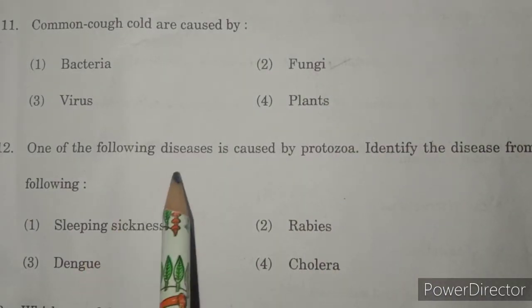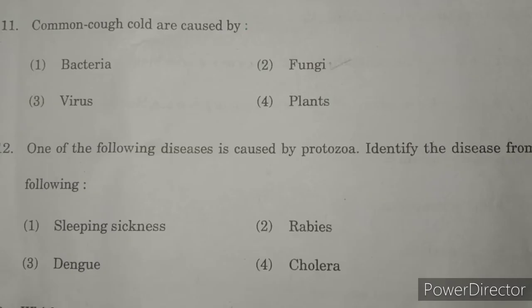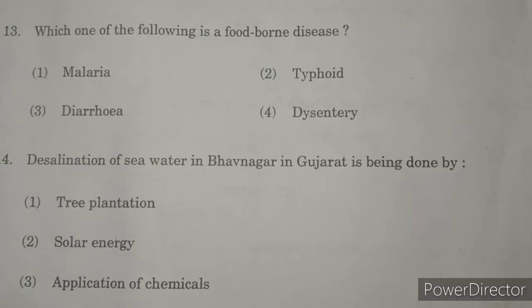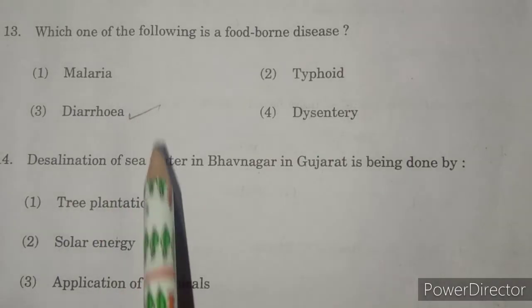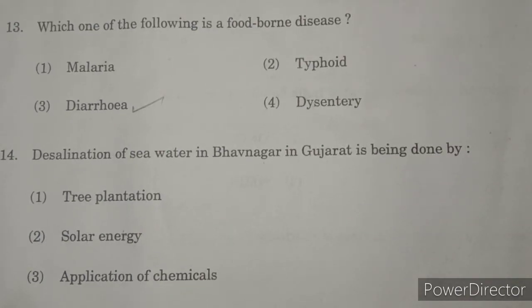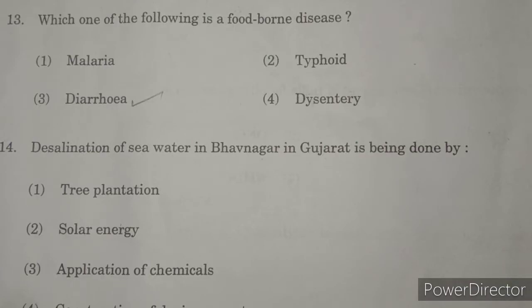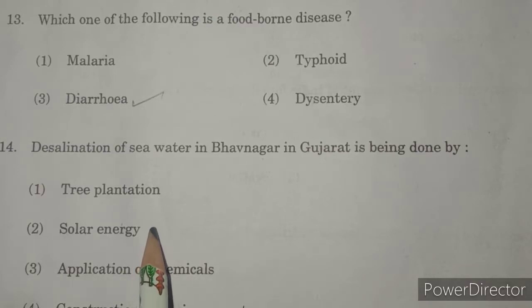Next question. One of the following diseases caused by protozoa. Identify the disease from the case. Sleeping sickness. Which one of the following is a foodborne disease? Answer is diarrhea. Desalination of seawater in Bhavnagar in Gujarat is being done by. Answer is solar energy.